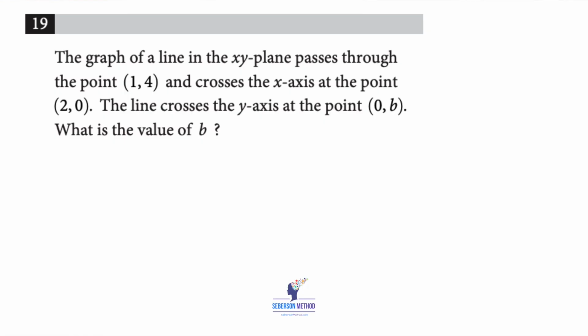The next question, question 19. The graph of a line in the xy-plane passes through point (1, 4) and crosses the x-axis at point (2, 0). The line crosses the y-axis at point (0, b). What's the value of b? So this is a grid-in question. This is a non-calculator question. Actually surprised that they made it into question number 19, which is supposedly a difficult question. But this is pretty easy.